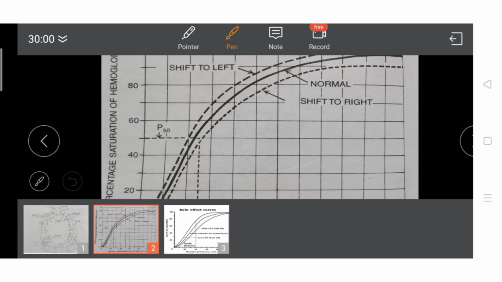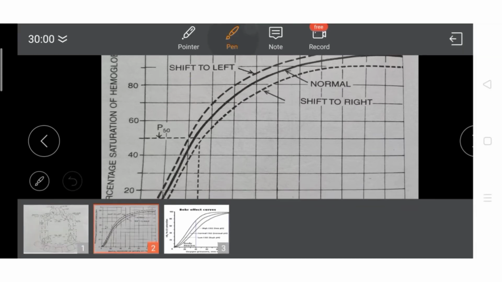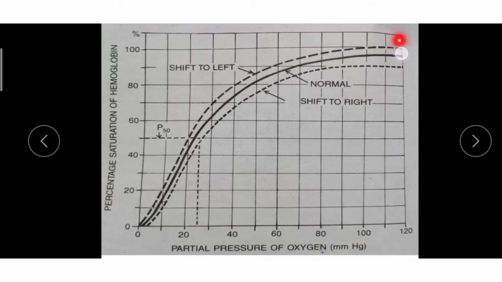So, now we will learn how it differs. Under normal conditions, the oxyhemoglobin dissociation curve is sigmoid shape, which is S-shaped. Here you can see this is the sigmoid shape. The lower part of the curve indicates the dissociation of oxygen from hemoglobin. The upper part of the curve indicates the acceptance of oxygen by hemoglobin, meaning the saturation of hemoglobin.